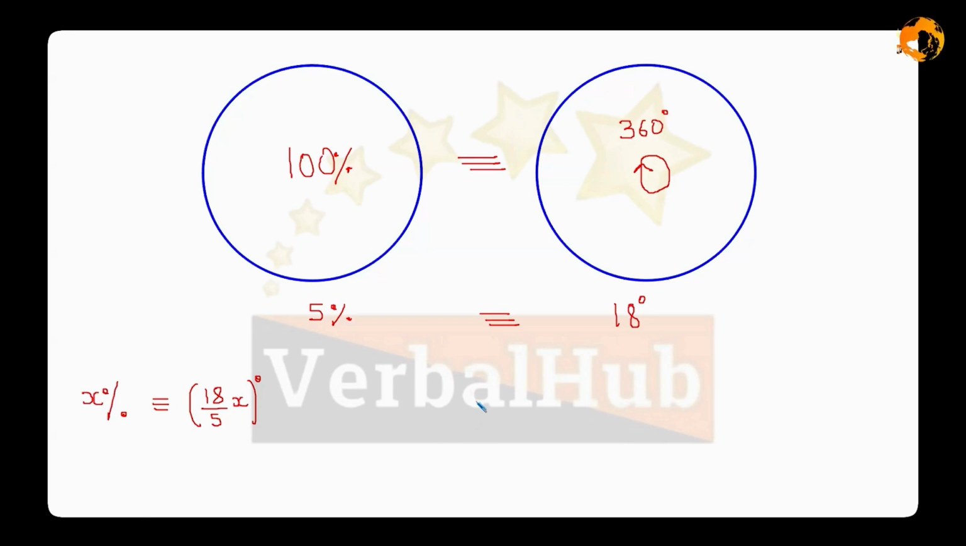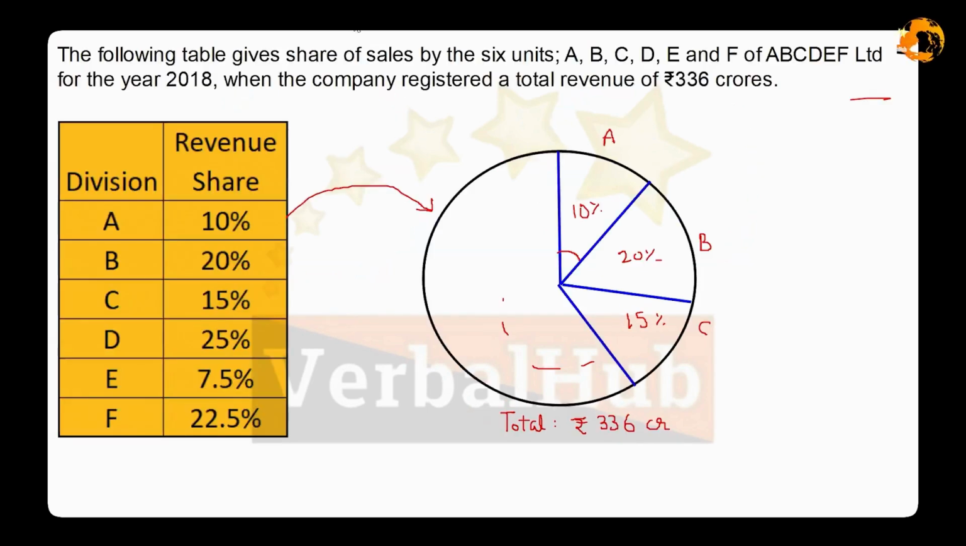And if there is some Y degree, then how much is that in percentage? The other way around, 1 degree is going to be 5 by 18 percent. So Y degree is going to be 5 by 18 Y percentage. So from percentage to degree, multiply by 18 by 5. From degree to percentage conversion, multiply by 5 by 18, right? So that way you can convert. So now we can proceed with the problems.